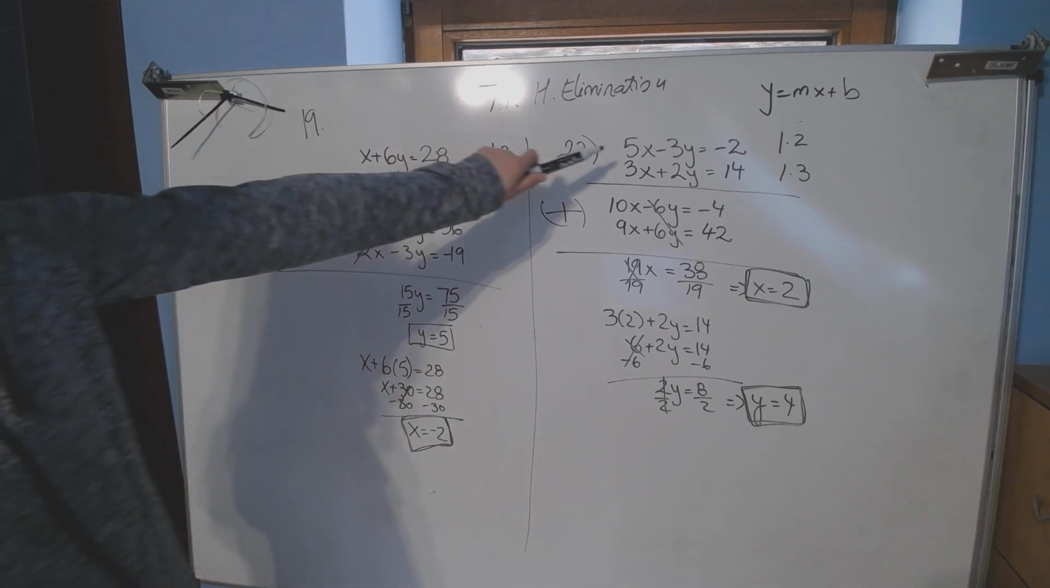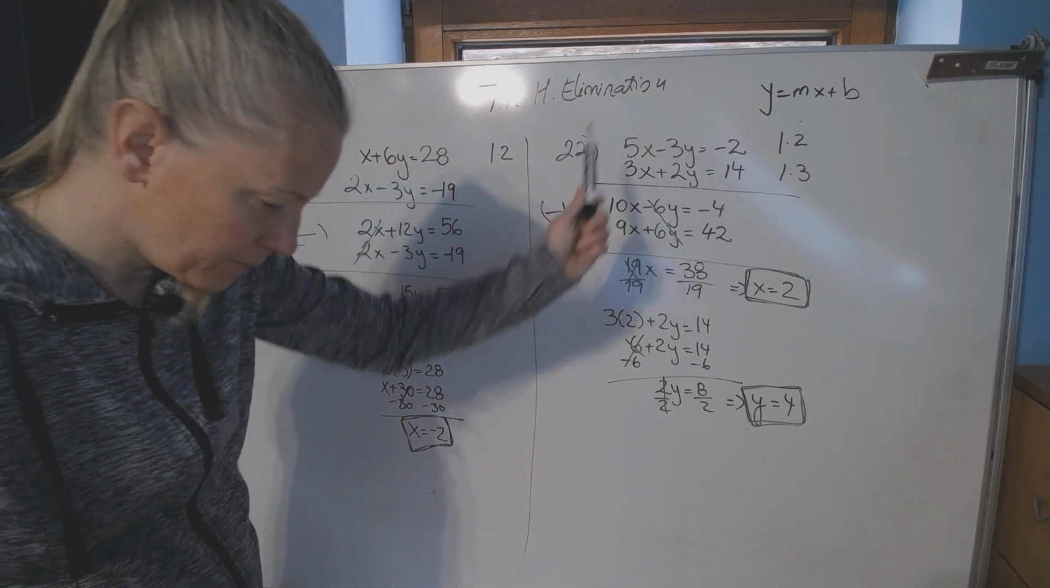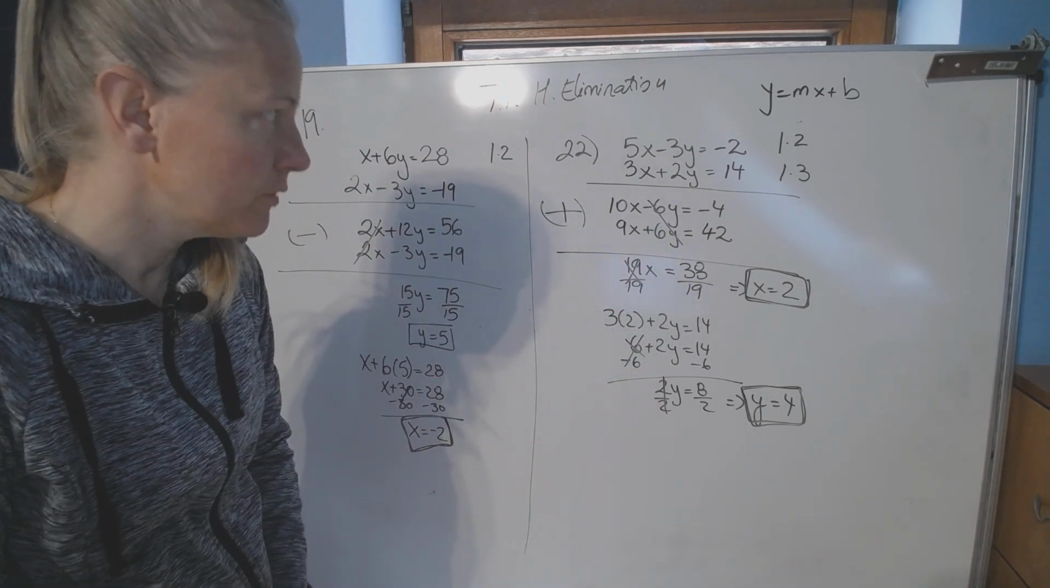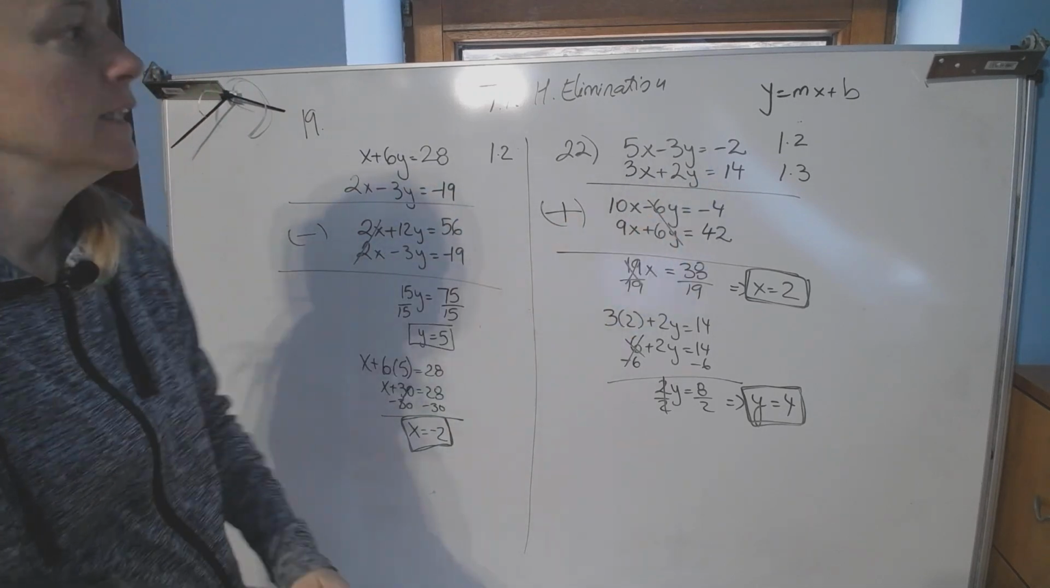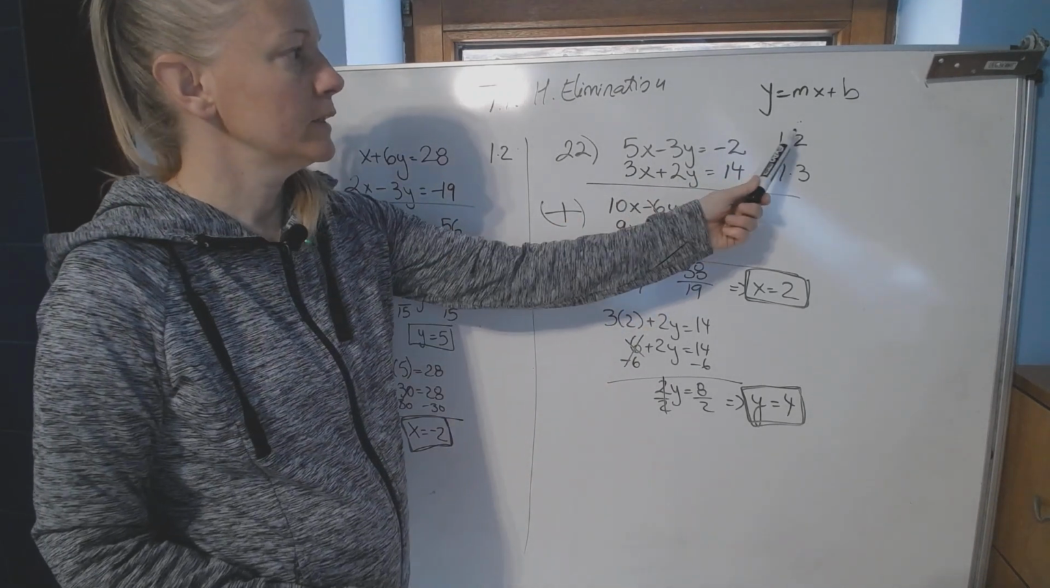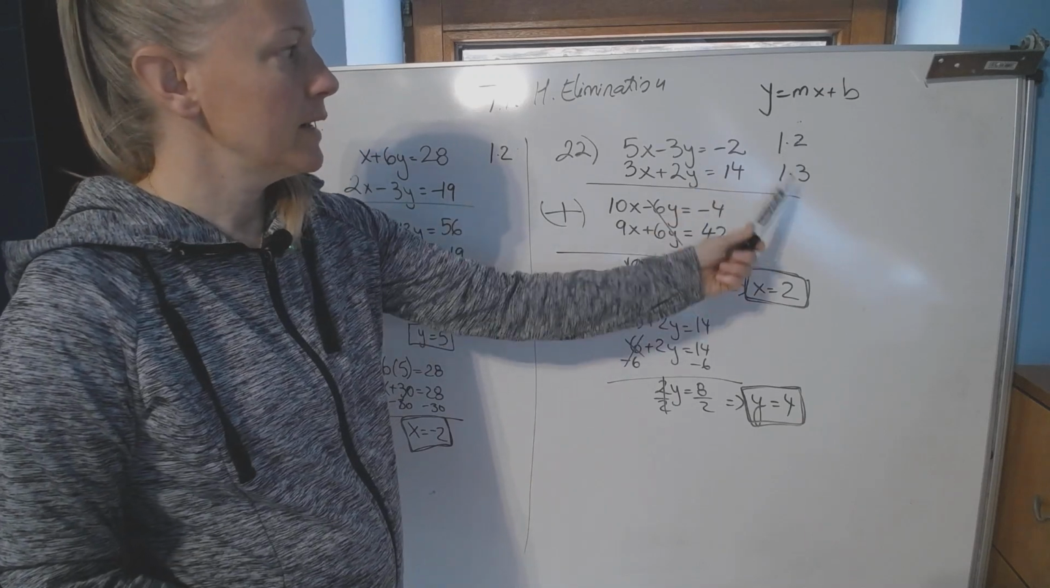For the second one, I already rearranged it. That 3y had to be minus on the other side. So you end up with 5x minus 3y equals negative 2, and 3x plus 2y equals 14. This was an easy one. All I had to do is times the top by 2 and the bottom by 3.